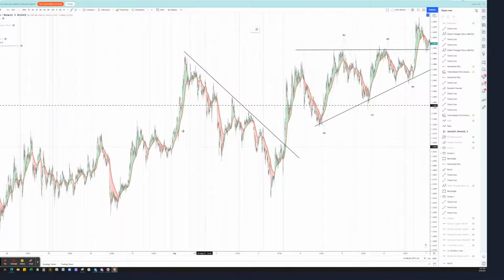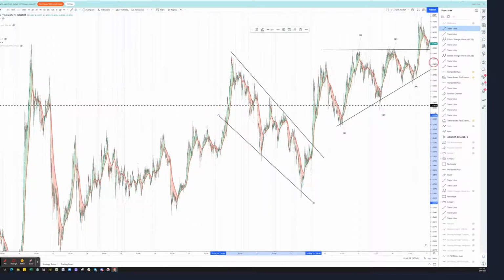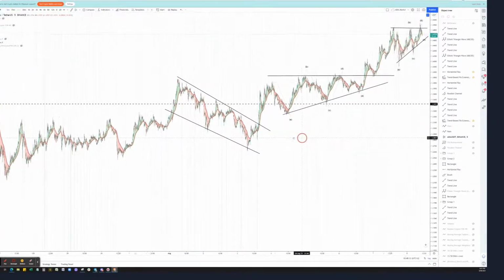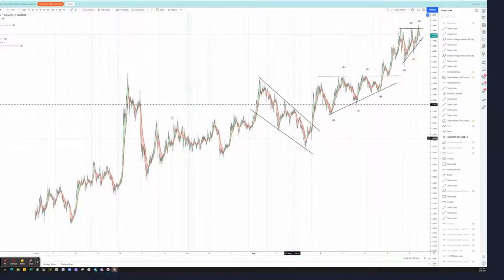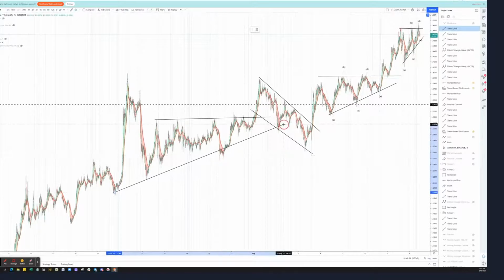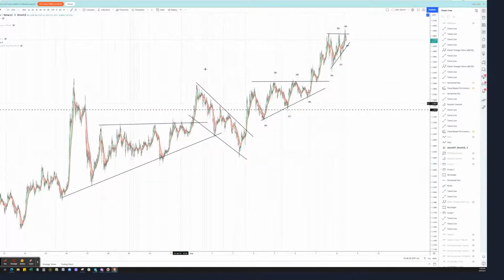This one's not so easy, but that is a continuation pattern as well. And what you've got to look for is key support levels. So this one was a beautiful trade, but who was to know that was going to break down? You got constant support, and this is just pretty much another one. So there's a bit of a rhythm there.